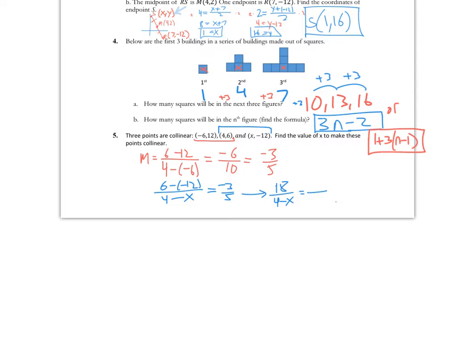This is now a proportion. And so we can cross multiply this. Okay, so let's cross multiply. We learned that in algebra. We have 5 times 18, that's 90. And then we've got 3 times 4 minus x, that's negative 12, plus 3x. Add 12 to both sides, and we get 102. And then divide by 3. And so this would be, what, 34. So x is 34.